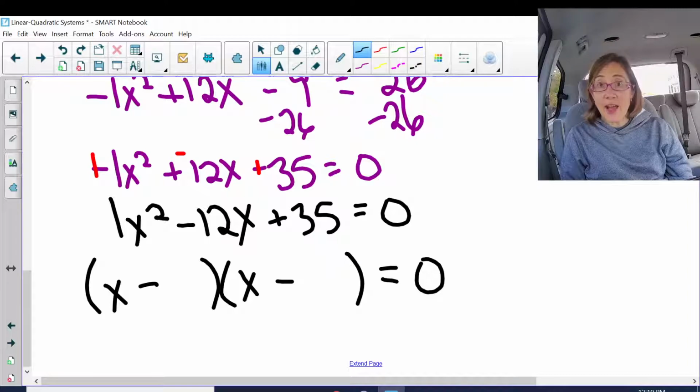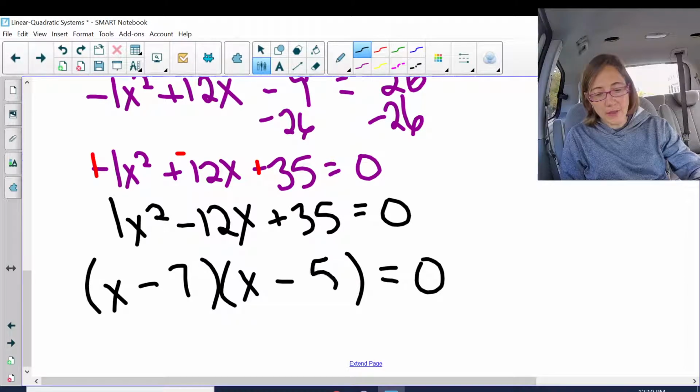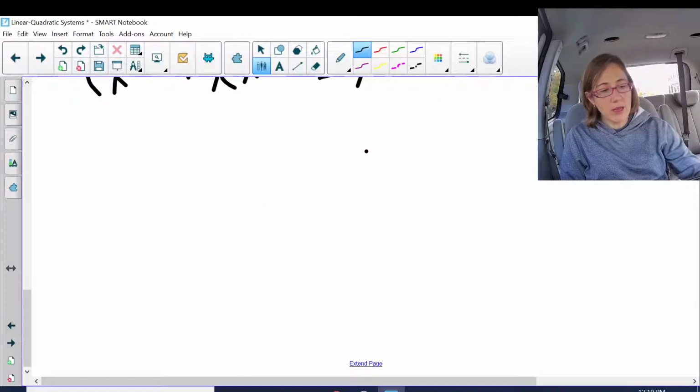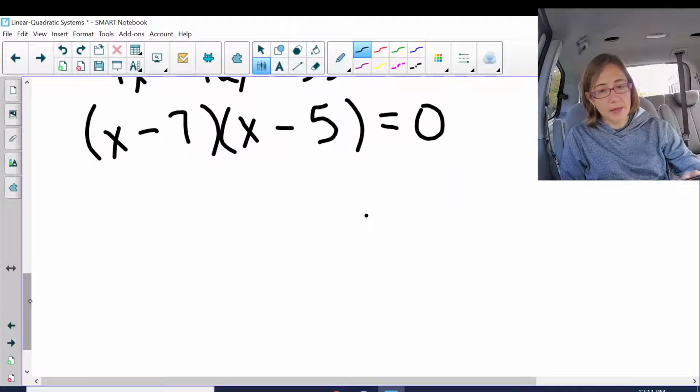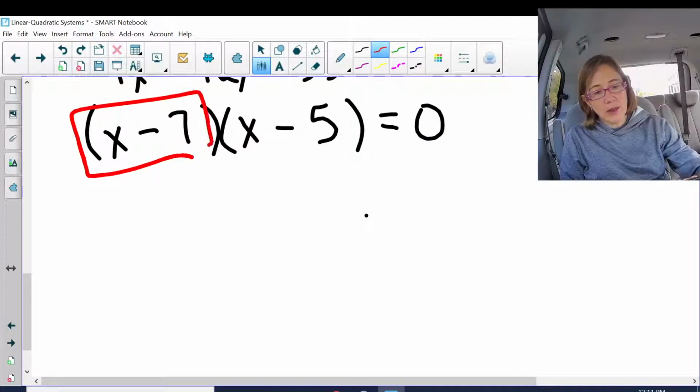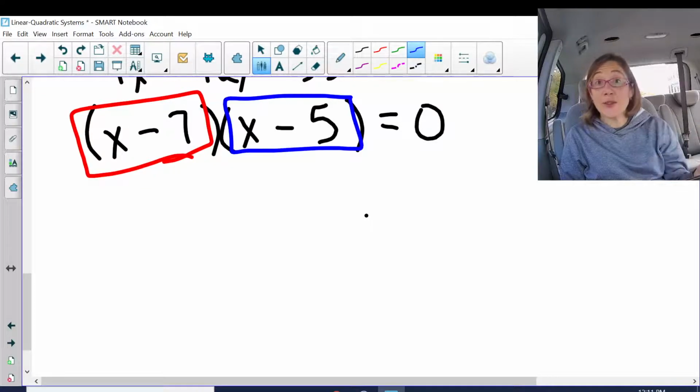Now to get that 35 for multiplying, you could have a 1 times 35 or a 7 times 5, and 7 times 5 is what's going to work here. So we have it factored, so now we are ready to use the zero product property. So if I use the zero product property here, one of these factors, either what's in the red box or what's in the blue box, has to equal 0. It's the only way you're going to get that 0 answer. Is if one of those factors is 0.